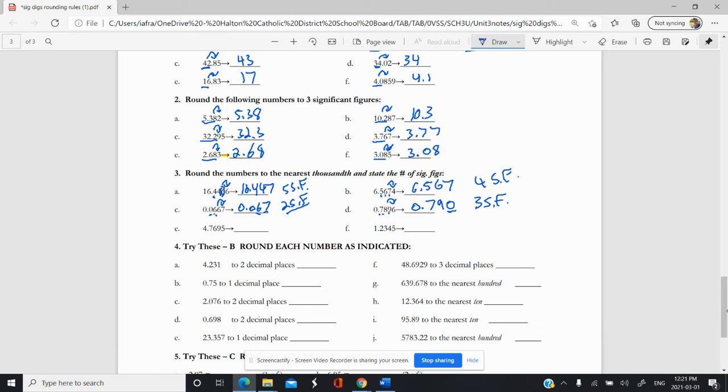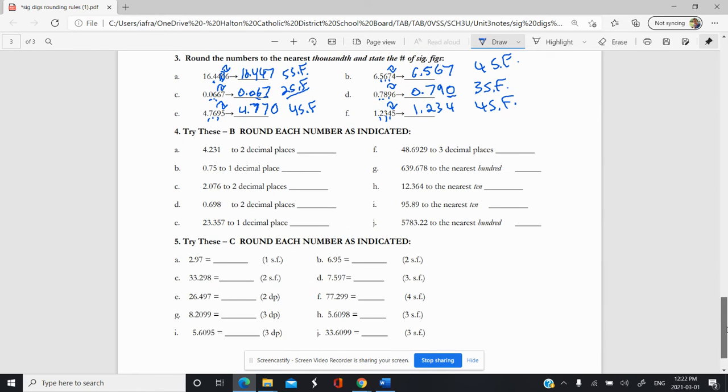Now, let's go to this one. Tenth, hundredth, thousandth place. Look next door. That's not even yet, so we're going to round that up to 4.770. We're still at the thousandth place over here. And so we have 4 significant figures right there. Okay, now we're going to go to this one here, the thousandth place. So we have tenth, hundredth, thousandth. Look next door, it's already even, so we're going to leave it at 1.234. And we have 4 significant figures there.